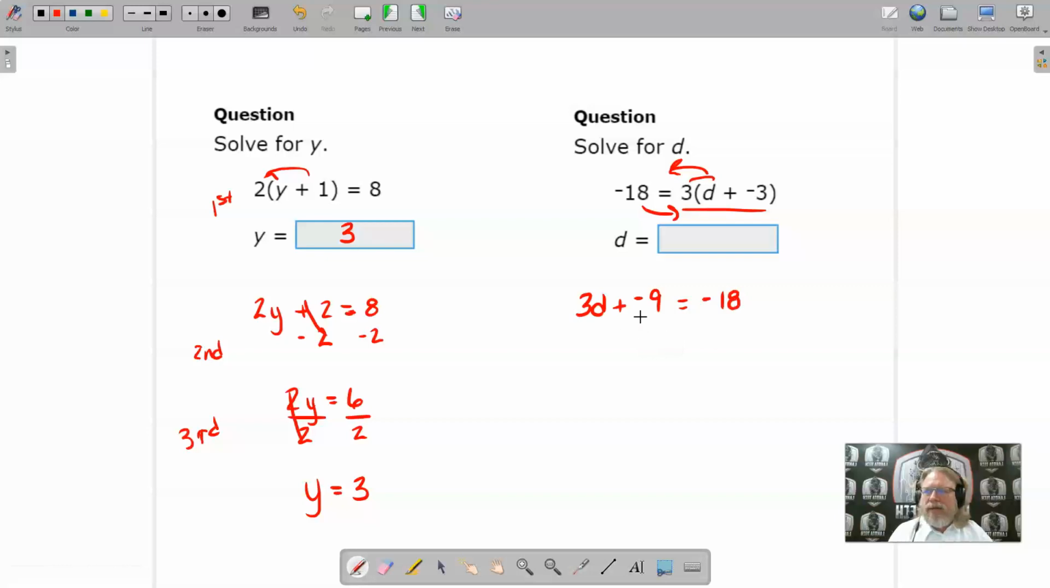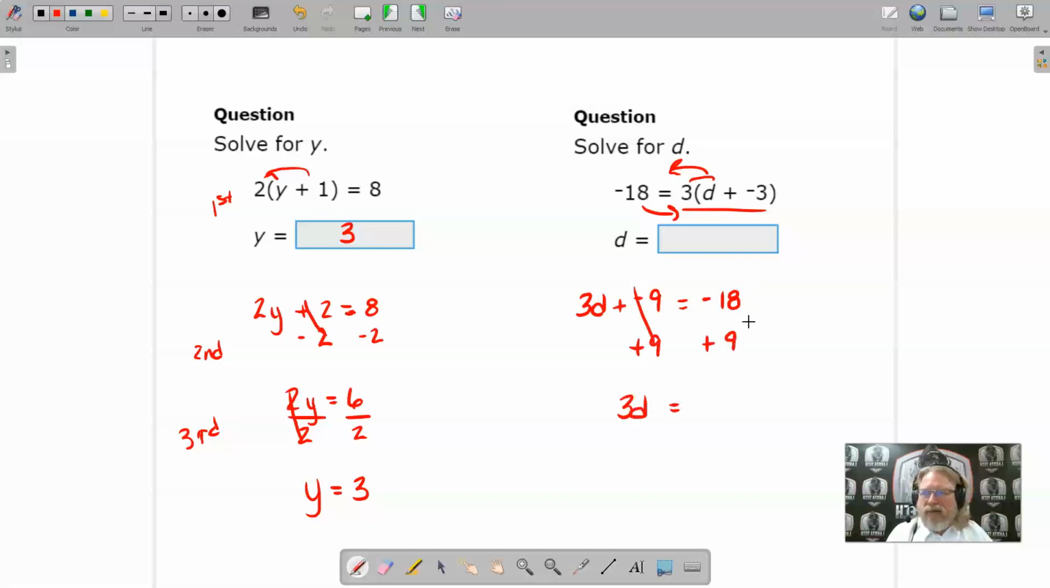So our next step is going to be to get rid of this negative 9. And we're going to do that by adding 9, right? That would be the opposite of negative 9, would be positive 9. What we do to one side, we're going to do to the other. So the negative 9 and positive 9 will cancel each other out, leaving us with 3d.